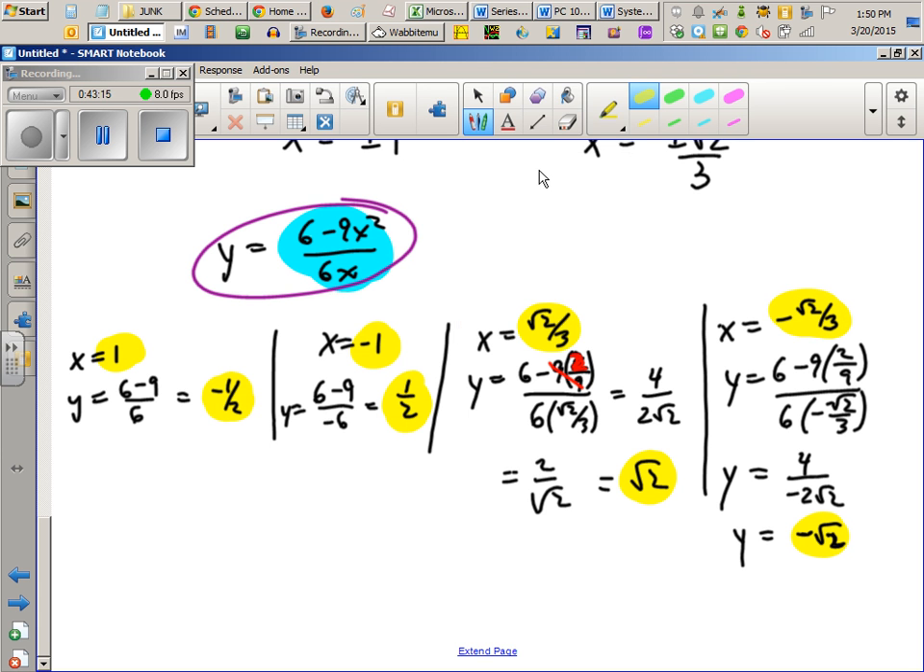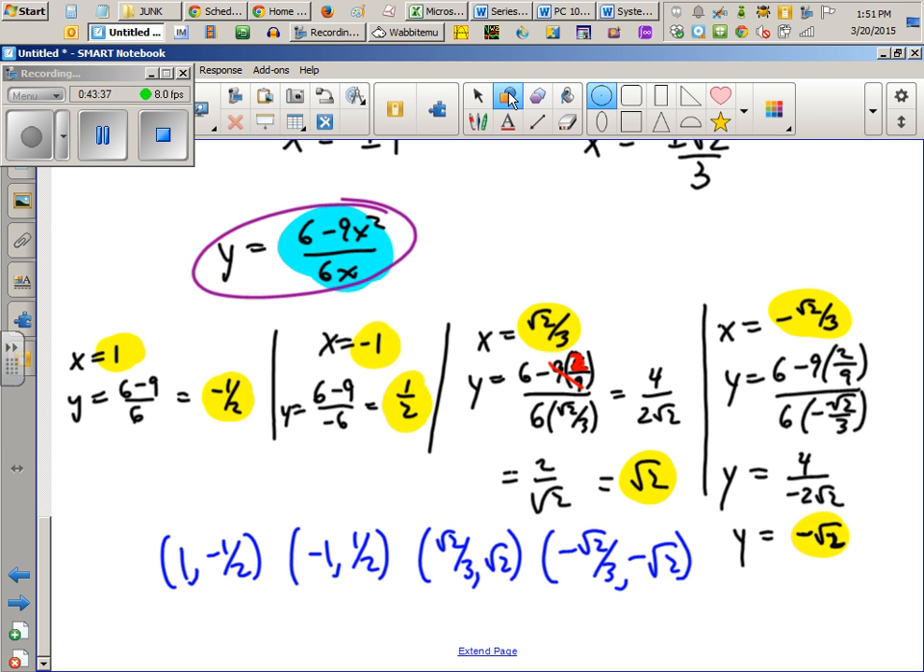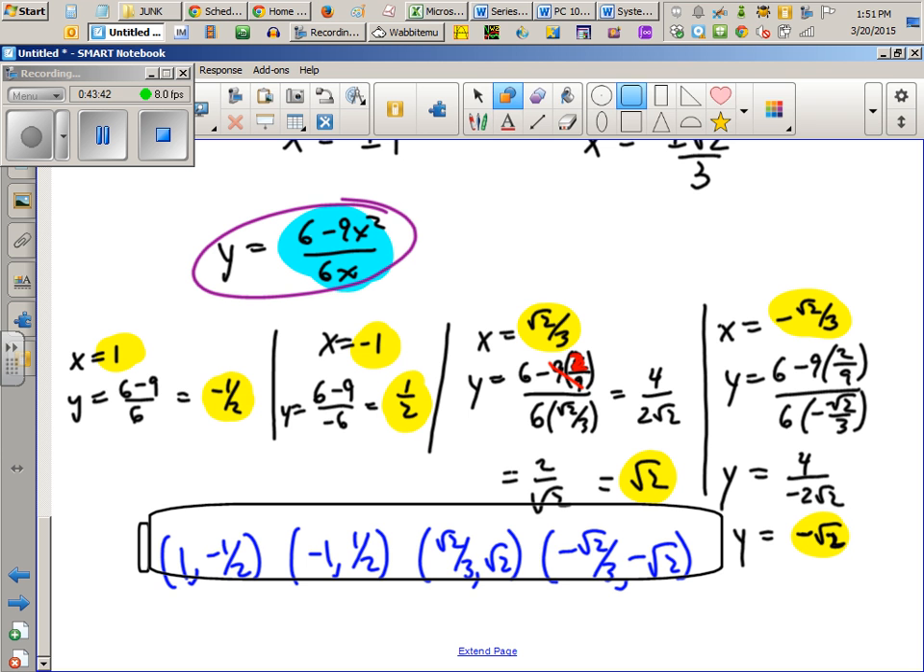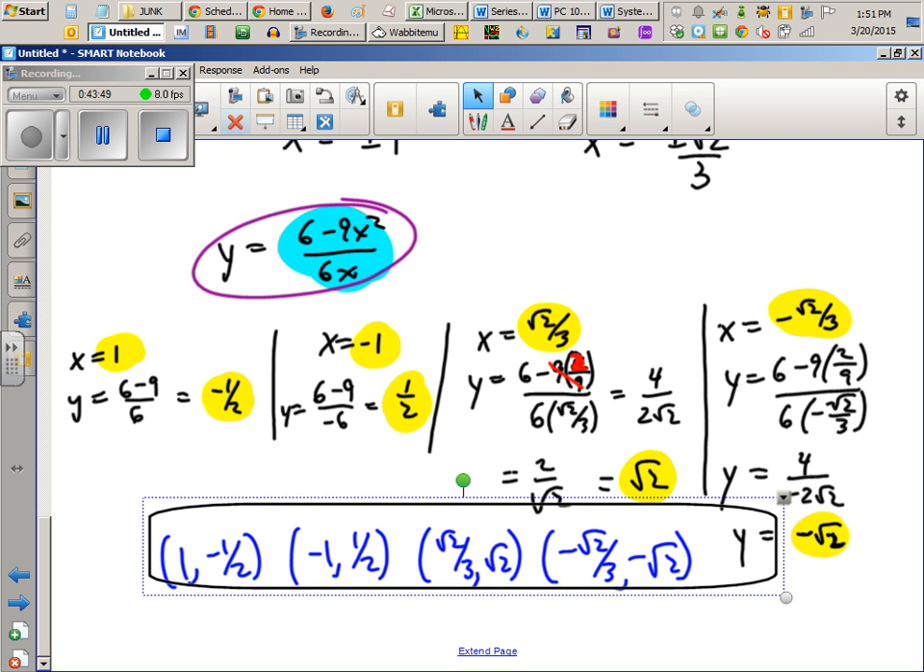And we can write our final answers down here at the bottom in blue. 1, negative half, negative 1, half, root 2 over 3, root 2, and negative root 2 over 3, negative root 2. 4 intersection points for our 2 conics. And remember, our first conic, we never even really figured out what shape it was, but we're saying it doesn't matter if you know the shape. If you know the method, you can find the intersections. All right, so there's your answer. Kind of neat.